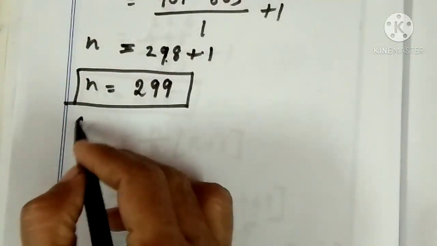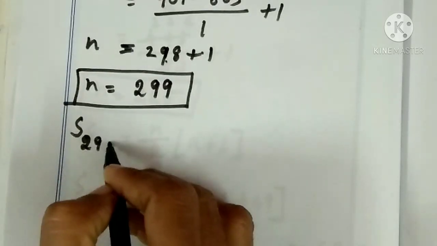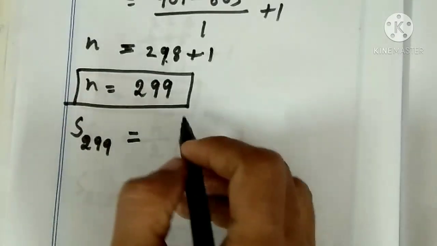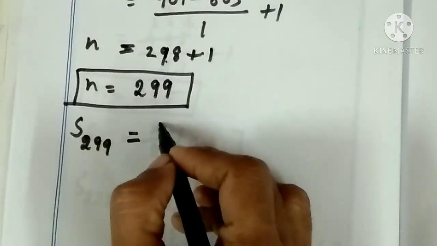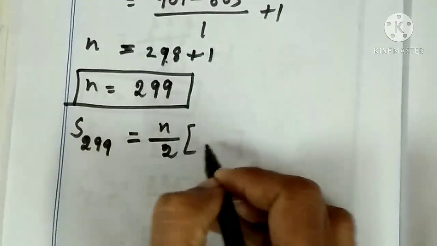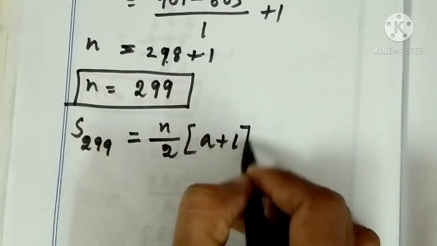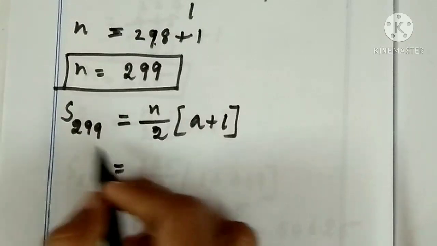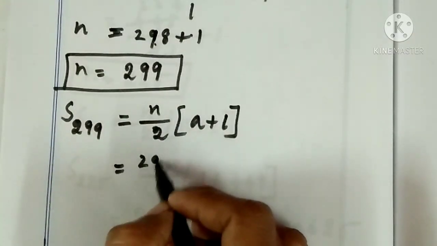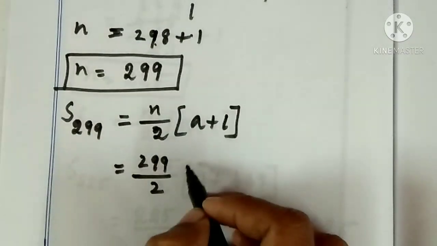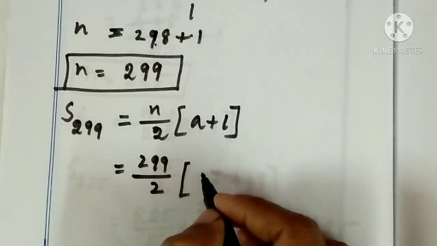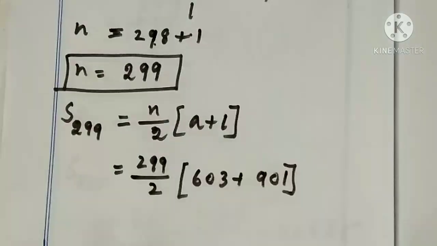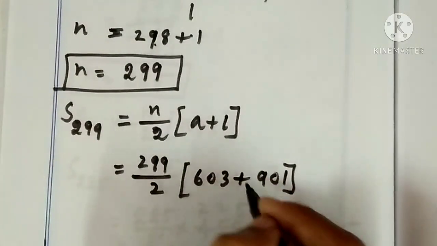Therefore, the sum of 299 terms is equal to, we have to apply the formula n by 2 into (a plus l), because here we know the last term. So, here n is 299, so 299 by 2 into first term 603 plus last term 901.